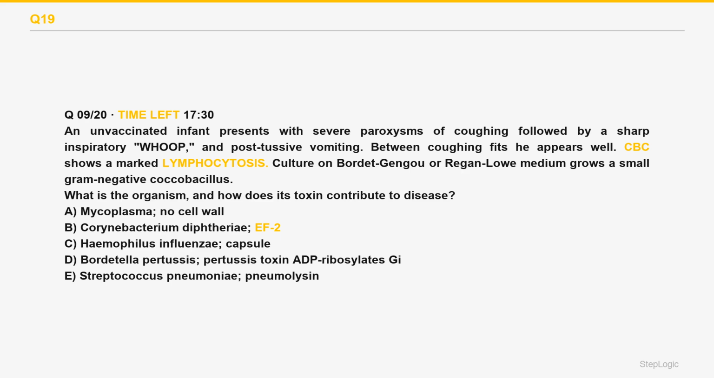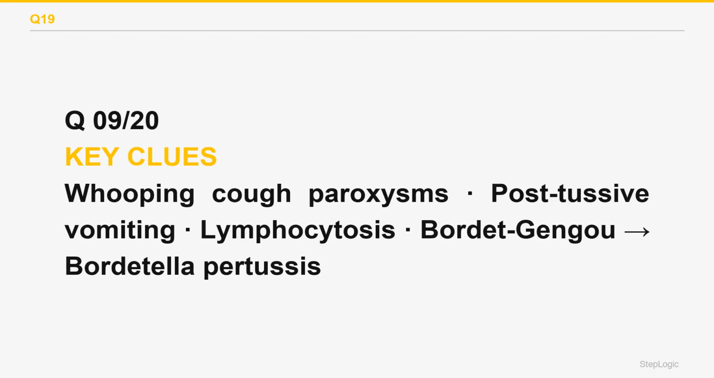Read the command: organism, and how toxin contributes. Whooping cough, lymphocytosis, gram-negative coccobacillus on Bordet-Gengou: Bordetella pertussis. Pertussis toxin disinhibits adenylate cyclase. This is whooping cough caused by Bordetella pertussis, a small gram-negative coccobacillus grown on Bordet-Gengou or Regan-Lowe media.